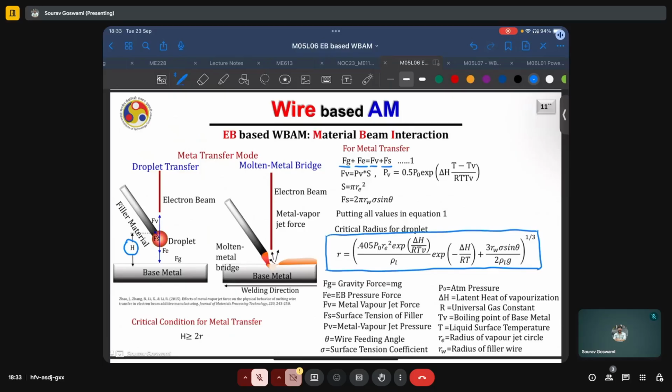Some of the other parameters in this equation are the wire feeding angle, the surface tension coefficient, atmospheric pressure, the latent heat of vaporization, universal gas constant, the boiling point of base metal, the liquid surface temperature, and the radius of the filler wire. The critical condition, which helps us decide between droplet transfer and bridge transfer, is whether this height of the droplet from the base metal is greater than or equal to twice the critical radius.